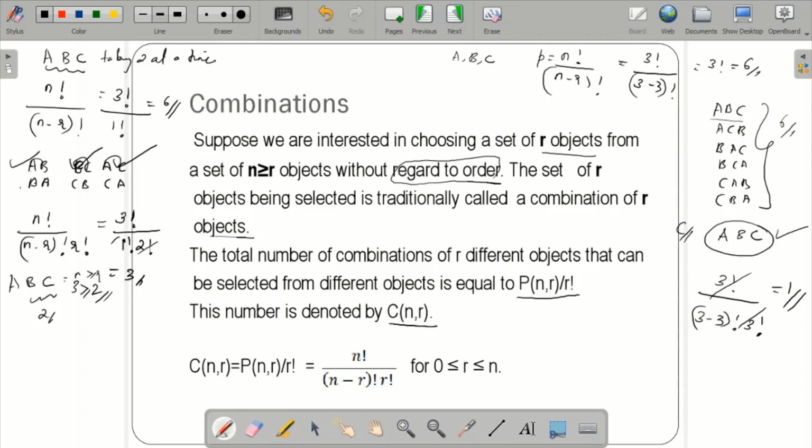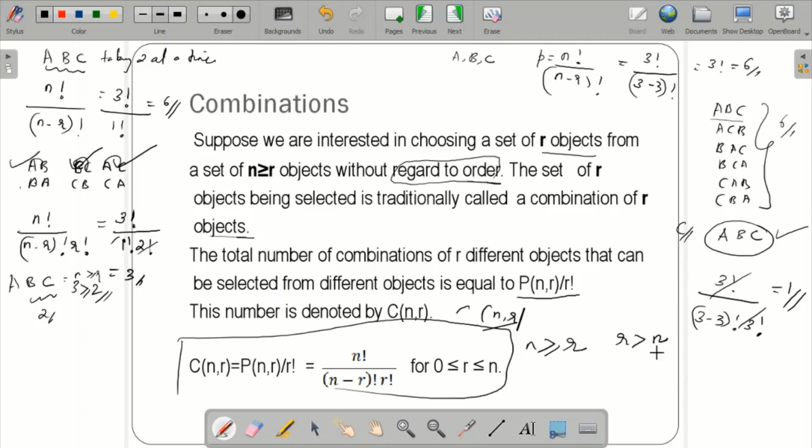So this is denoted by combination of n comma r, and the formula is this, where the condition is that n is greater than or equal to r. In case you have r greater than n, then C of n comma r is always equal to 0. Why? Because just see over here, n is 3 and r is equal to 4. I don't have the next term to be chosen itself, so the result will always be equal to 0.